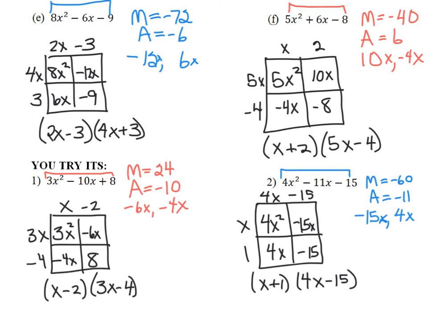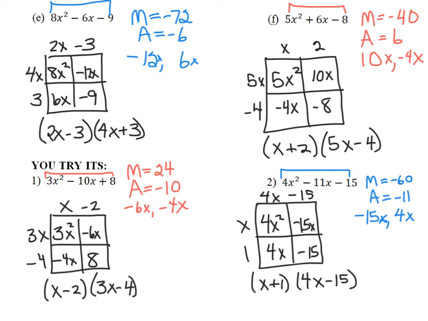Let's look at number 2. I multiplied the 4 times the negative 15, and that gave me negative 60. Some teachers call this the AC method of factoring because I'm multiplying the a, which is the coefficient of x squared, and the constant. I'm looking for 2 numbers then that add to give me negative 11. Well, think about your factors of negative 60. The combination that works is negative 15 times positive 4.